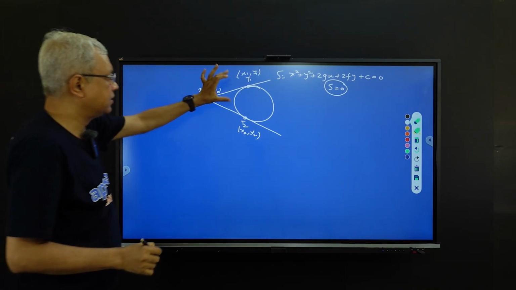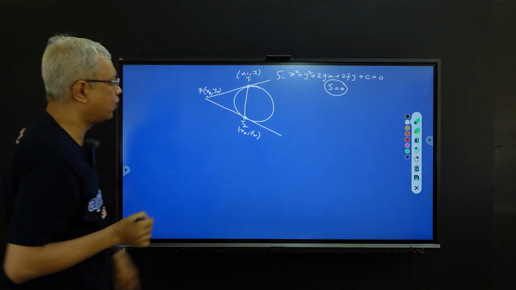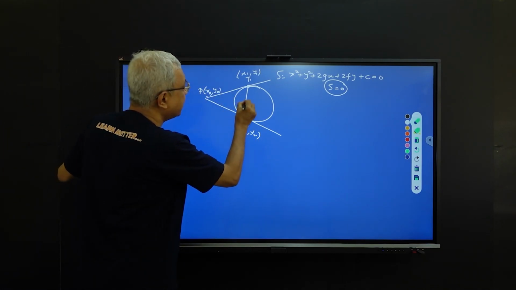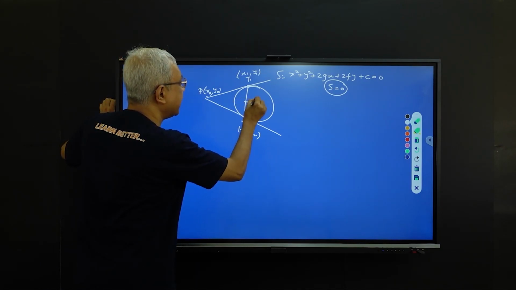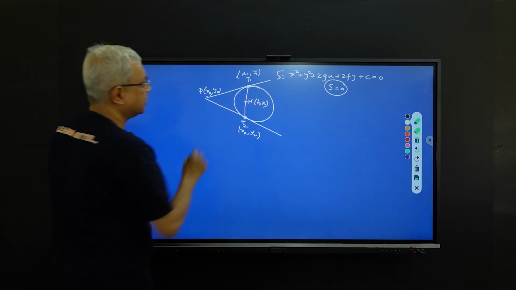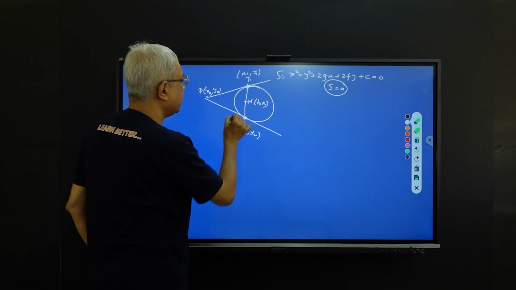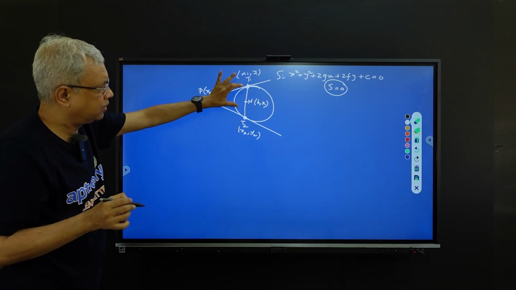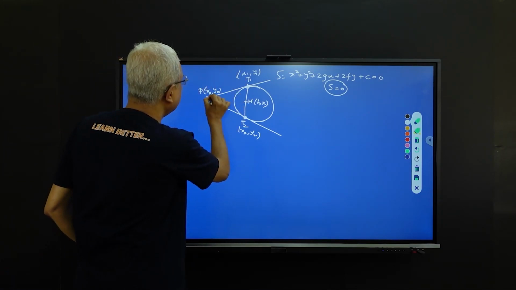Okay, now since I want to find out the equation of the chord of contact, and it is given that the midpoint of this chord of contact is (h, k). Say this point is T1, T2. So (h, k) is the midpoint of the chord of contact. Then how will the equation look?